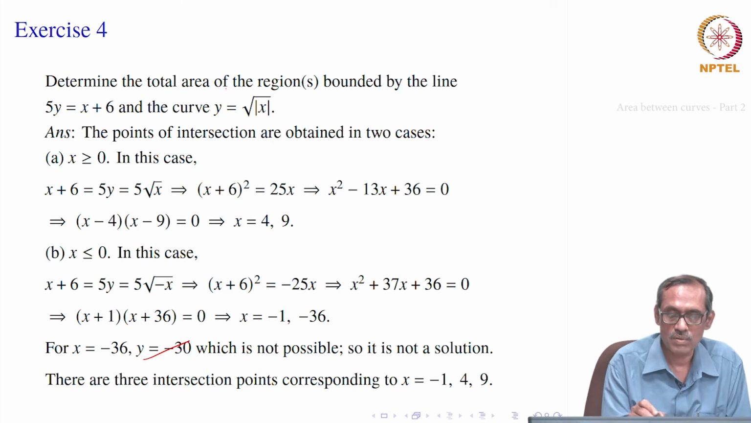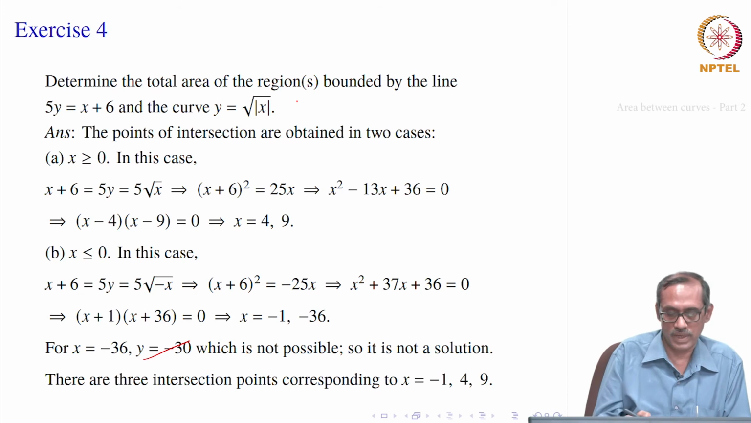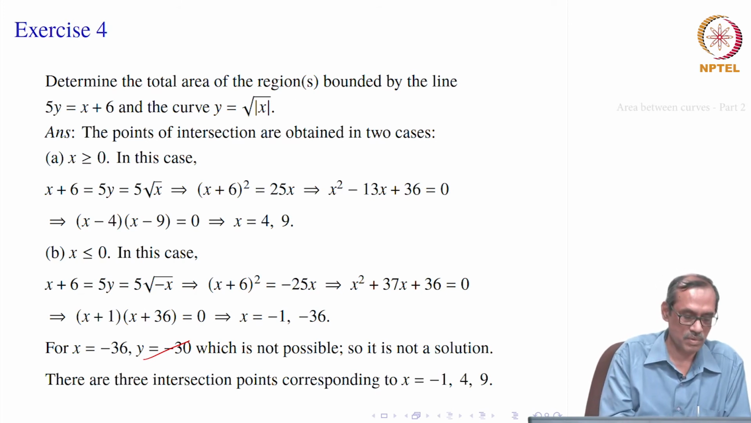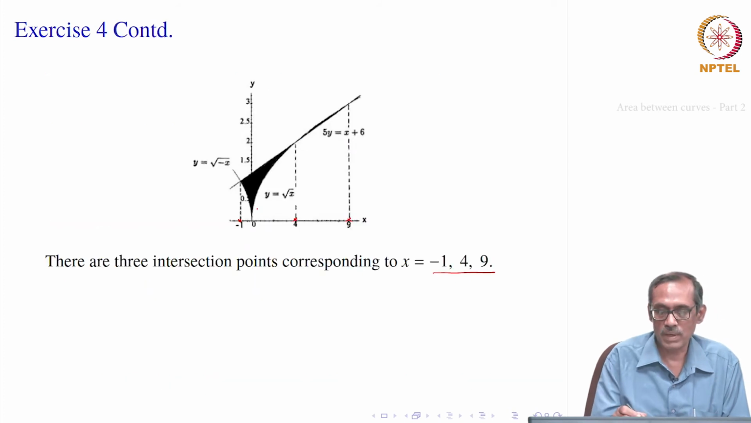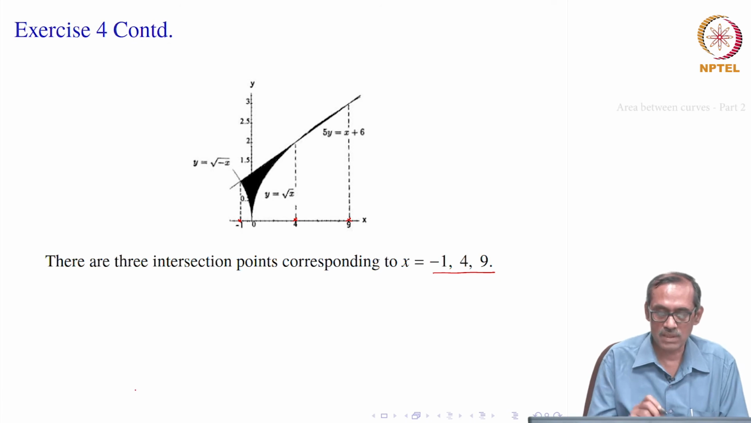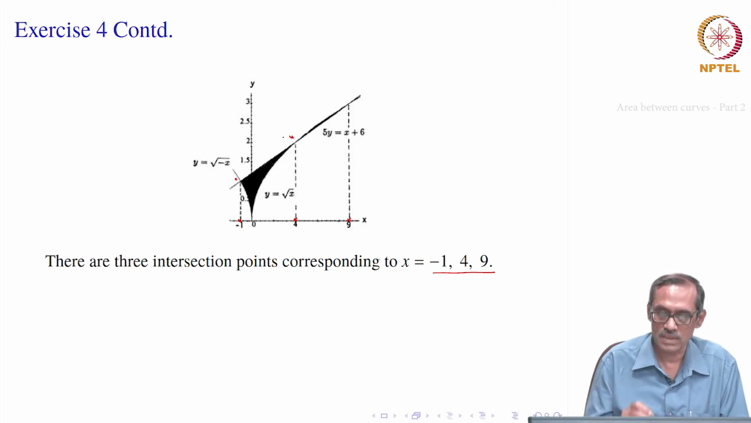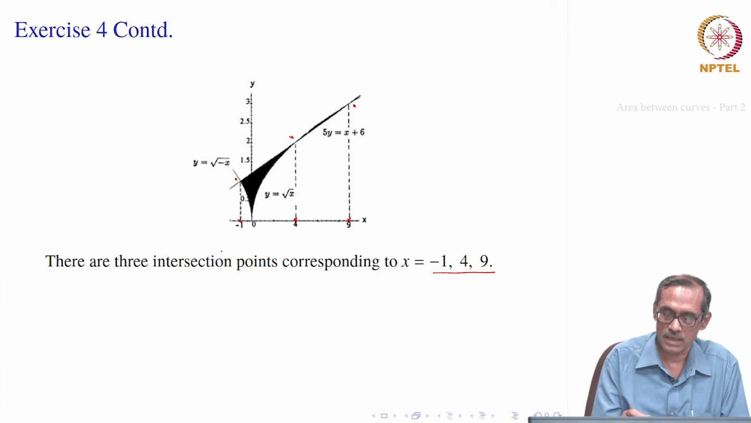So, we want to determine the area bounded by these 2 lines. So, there is no region corresponding to this binding the area, that is why it is not possible. Okay. So, only possible points are these where the regions are formed. Now, these are the 3 intersection points which correspond to x equal to minus 1. So, here is the intersection point, and x equal to 4, which is this intersection point, and x equal to 9, which is this. So, that means we compute the area which is painted black here.